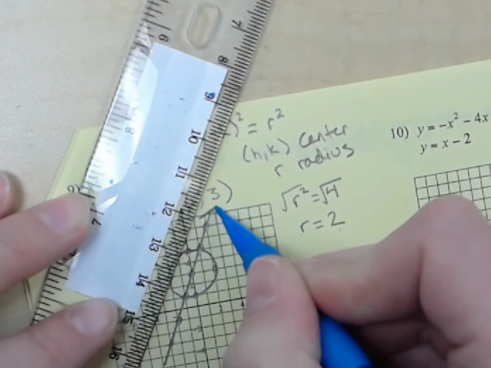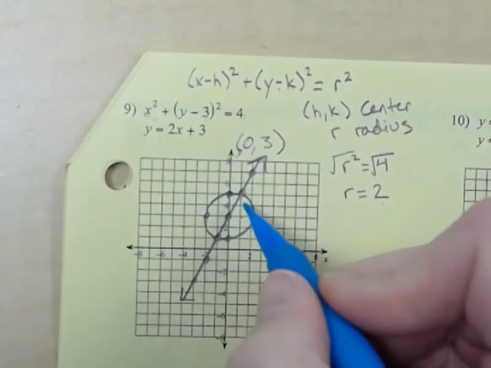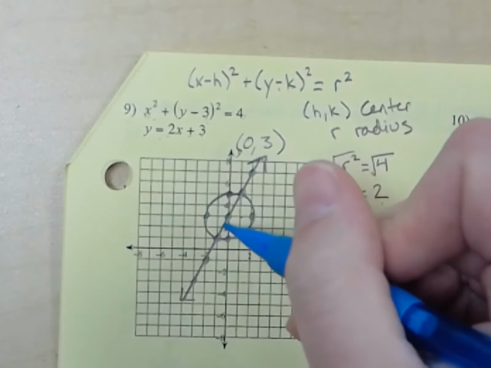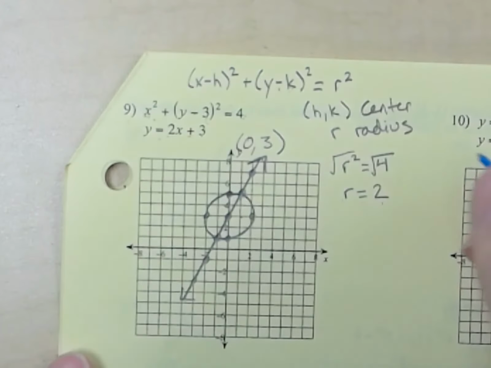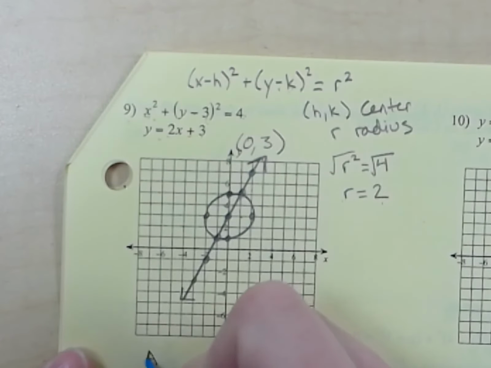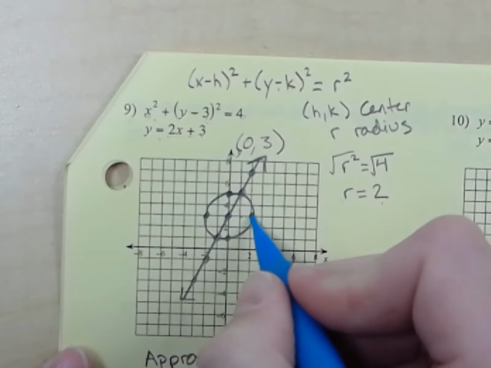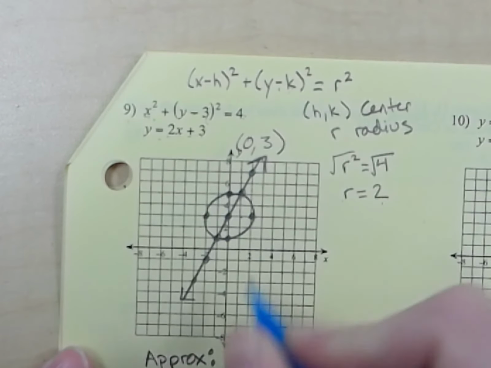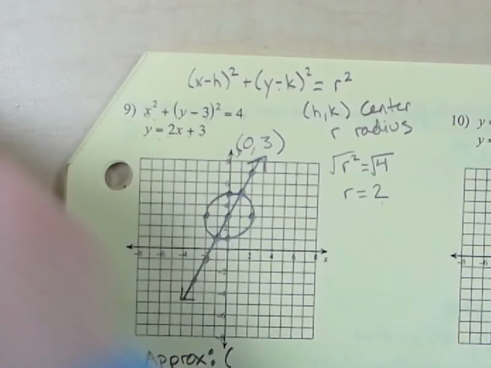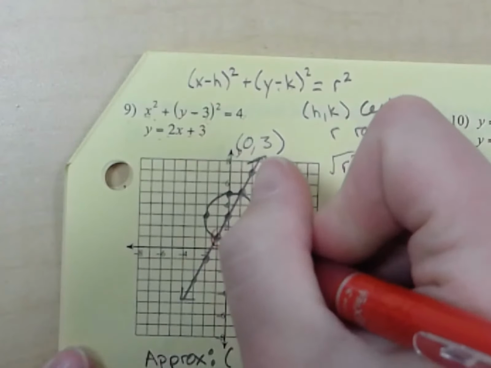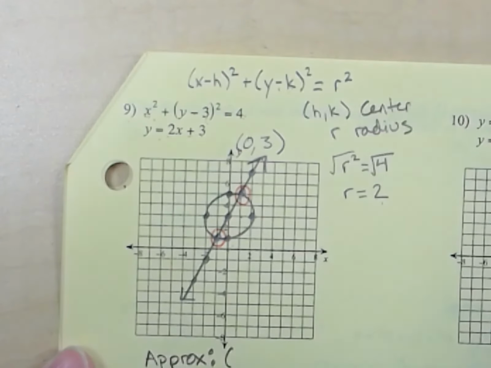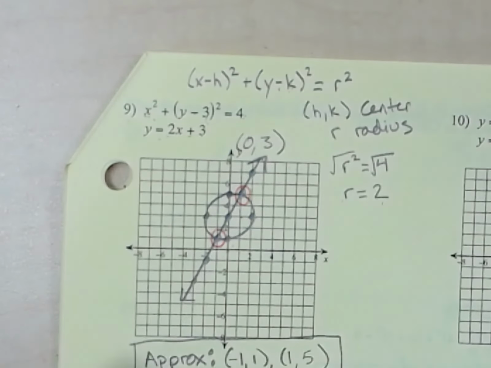Here's the thing. Based on how I drew my circle, it looks like I have some really pretty points of intersection. Problem is they're not going to be that pretty for everybody. And so we're just going to approximate our answers here because they're not exact, meaning they didn't intersect at one of these points that I drew on the circle. But approximately it looks like our solutions would be here and here: negative 1, positive 1, and positive 1, positive 5. On the test, you would have pretty intersections.